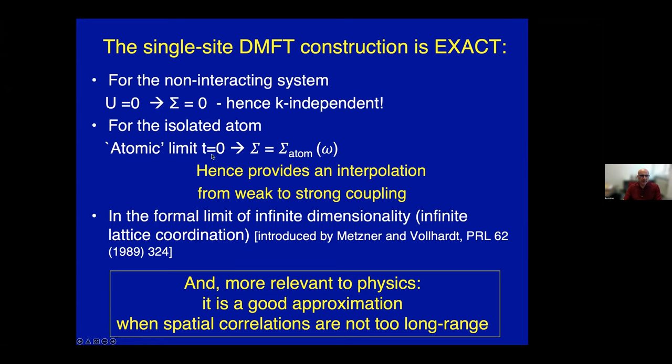But then you can also take the isolated atom, which is the atomic limit when t is zero. In this case, the atoms don't talk to each other. So obviously the self-energy has to be only local and a function of only energy. So the theory also describes the isolated atoms when there is no hopping. So it provides a smooth interpolation between the band limit of non-interacting system and the atomic limit of isolated atoms, superlocalized, and hence an interpolation scheme, which is exact in both extremes.